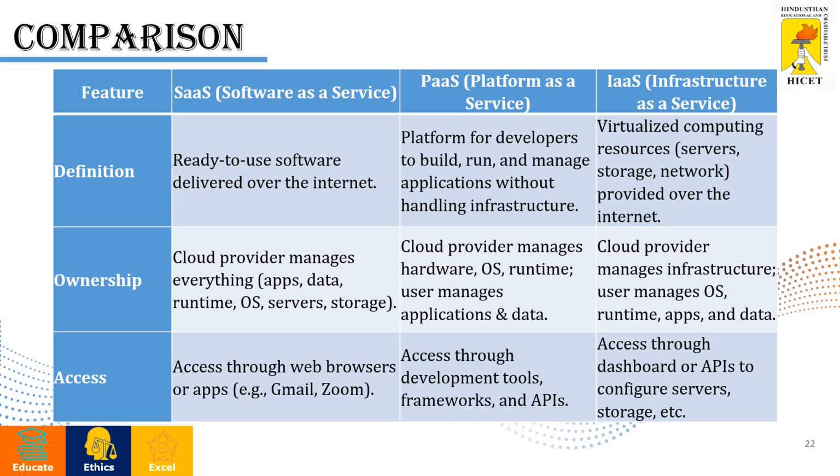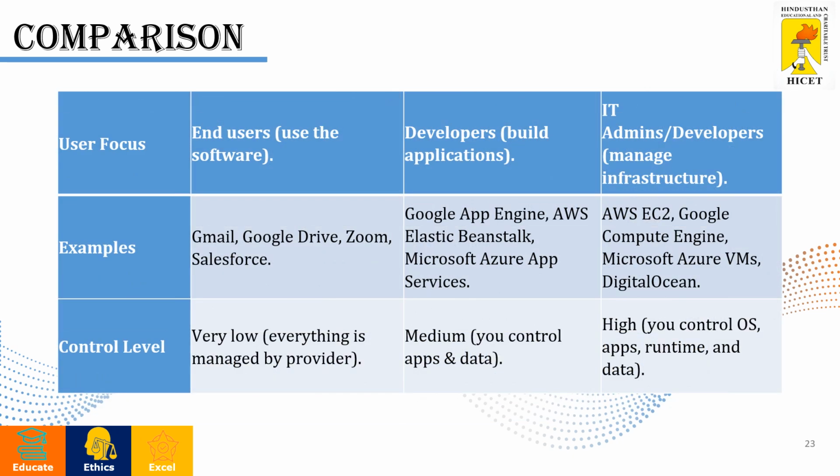Then the next one explains the ownership of software as a service, platform as a service and infrastructure as a service. Who can access those platforms? Then example and control level.